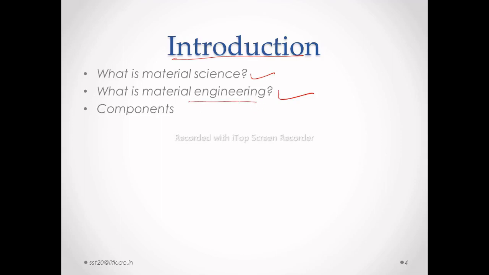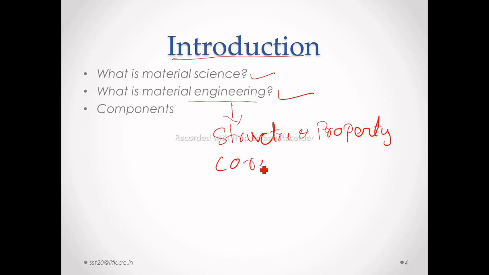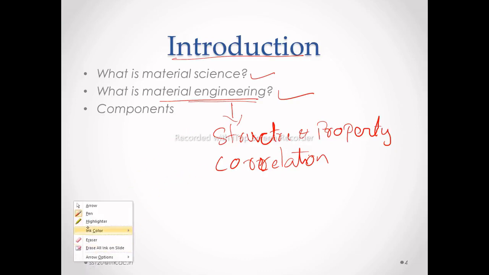In contrast, materials engineering is, on the basis of these structure-property correlations, designing or engineering the structure of the material to produce a predetermined set of properties. This is called materials engineering. So this is the difference between these two.